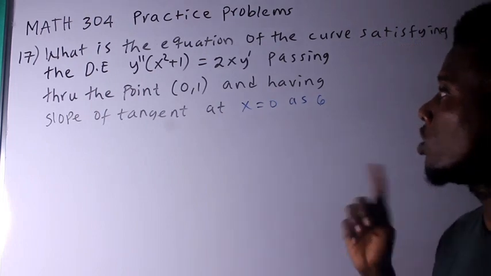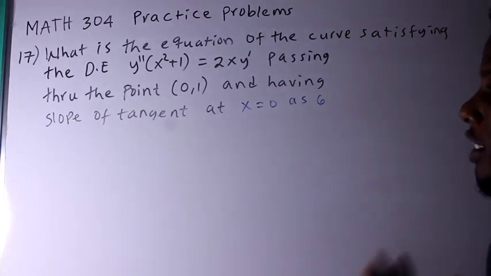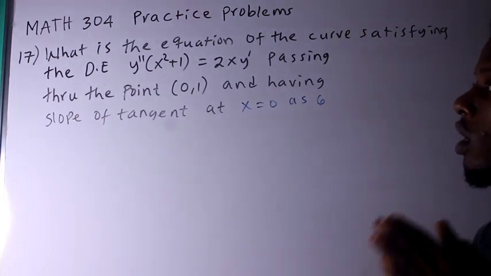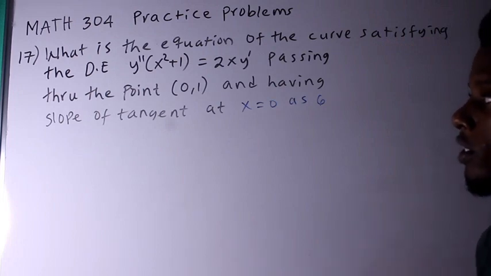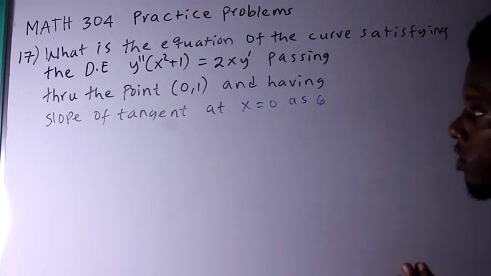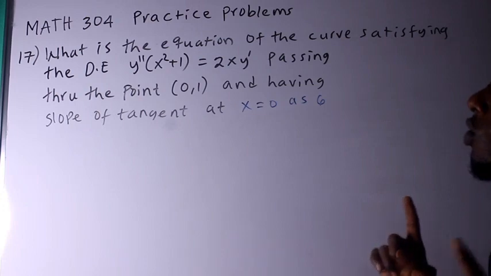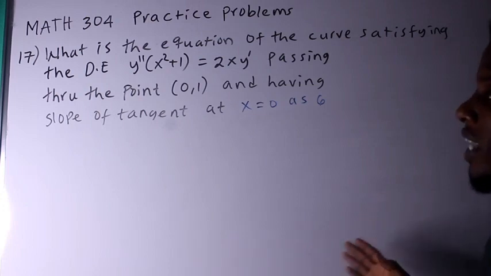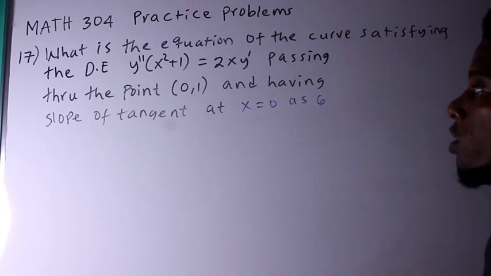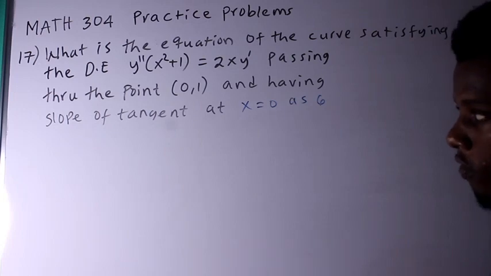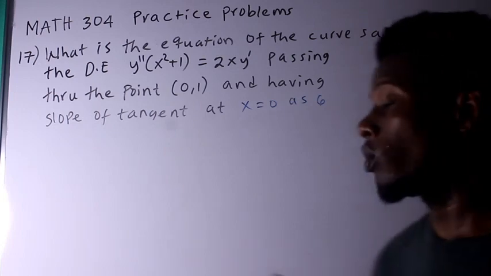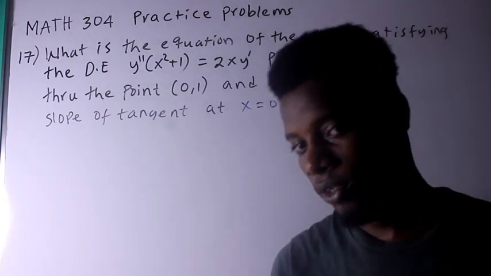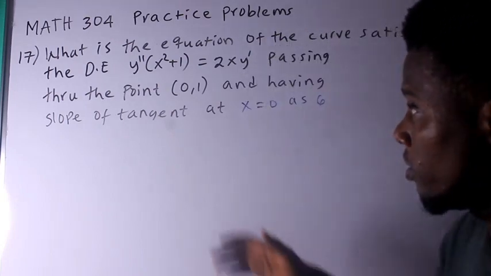What is the equation of the curve satisfying the differential equation y'' (x squared plus 1) equals 2x y', passing through the point (0, 1), and having a slope of tangent at x equals 0 of 6? Now let's explain what this means.